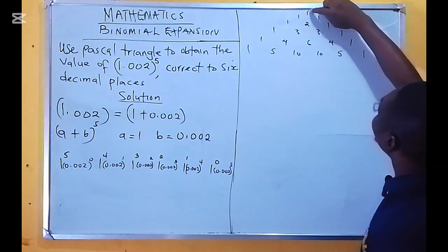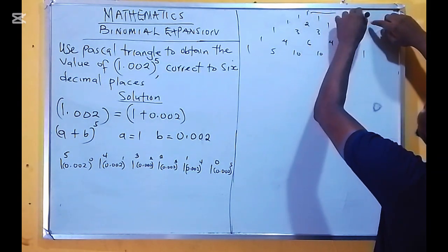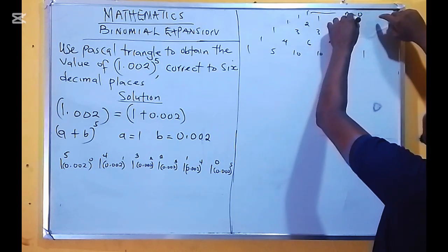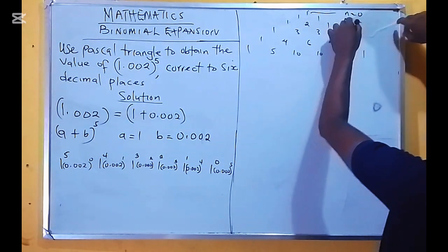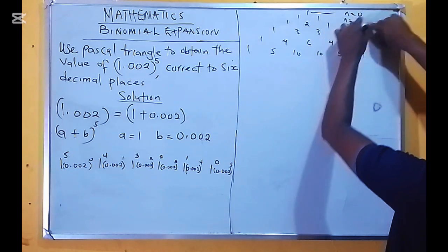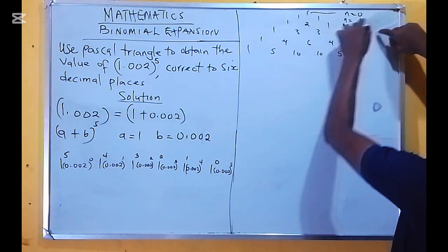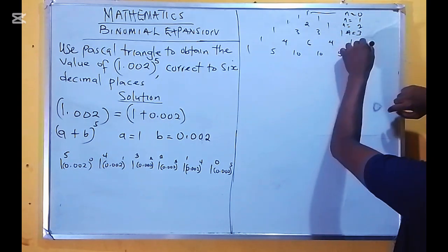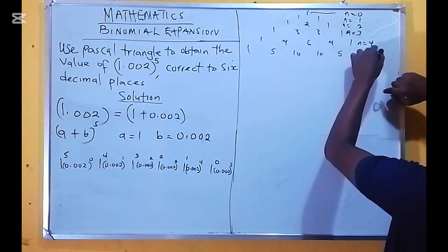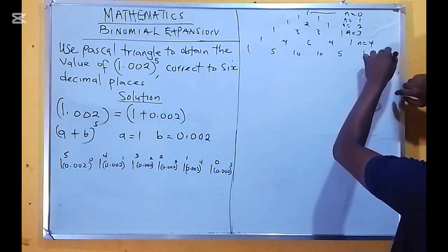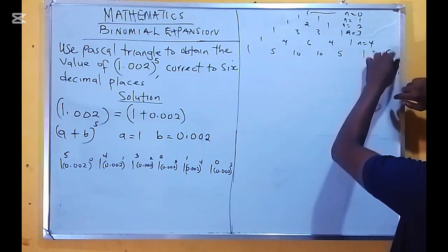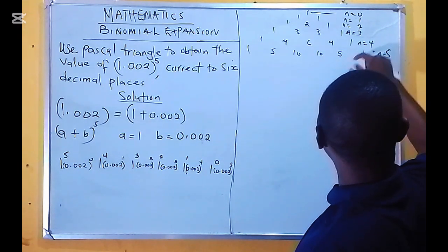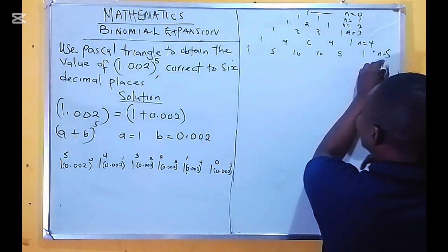So at this point, n is equal to 0 here, n is equal to 1 here, n is equal to 2, n is equal to 3, here n is equal to 4, then here n is equal to what? Is equal to 5. So the coefficient for the binomial with degree 5 is this.